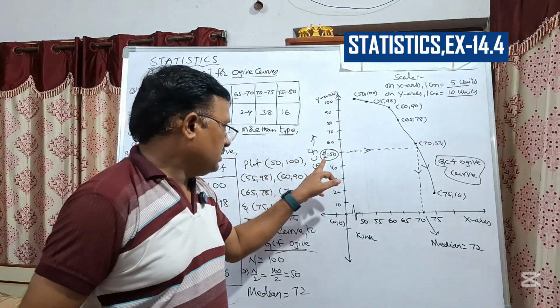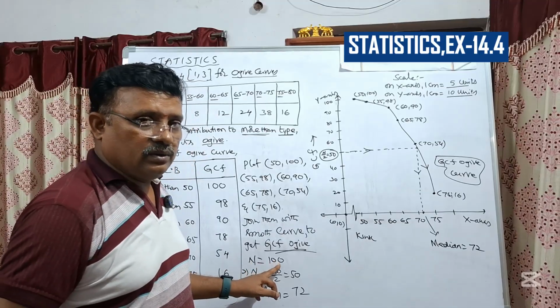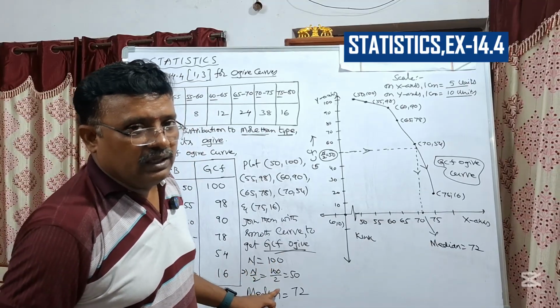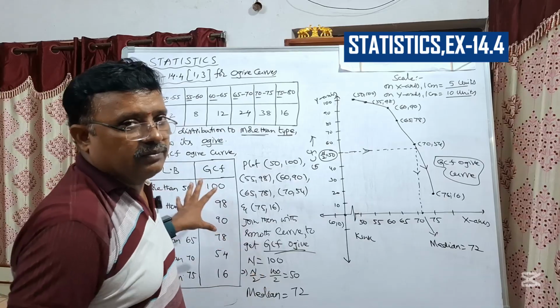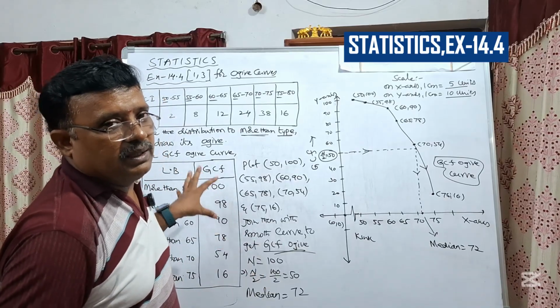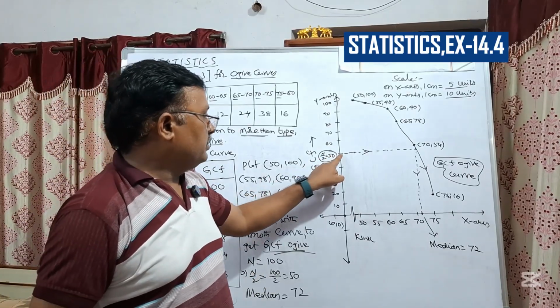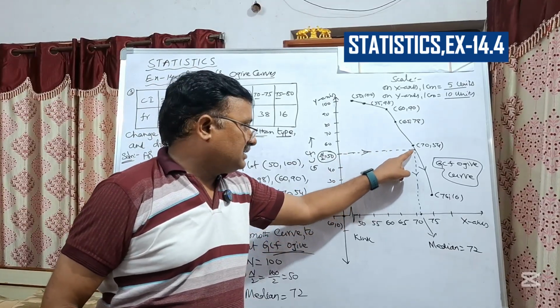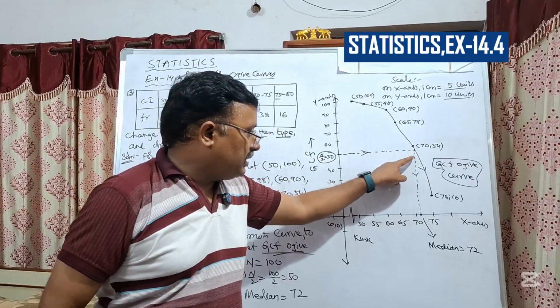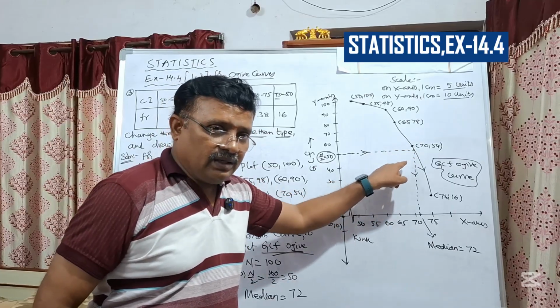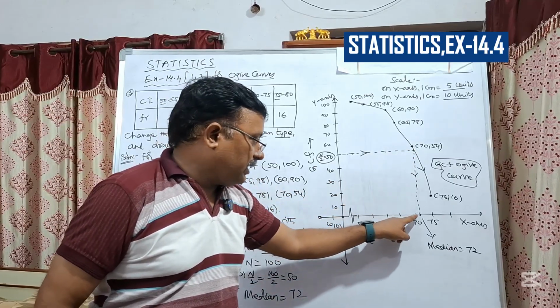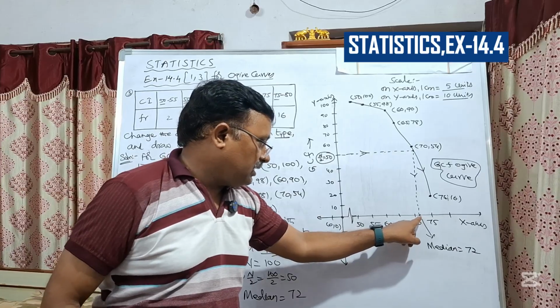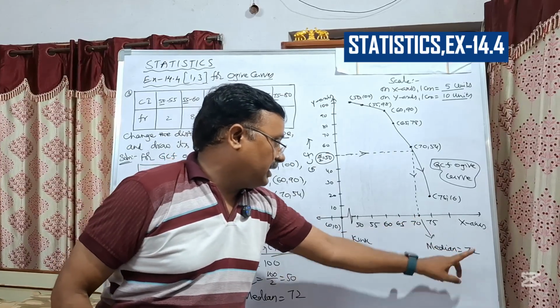Observe the direction. Find the n value. It gives you the n by 2 middle value, the middlemost value of the properly arranged data. Draw a line parallel to the x-axis. It cuts the curve somewhere. From there, draw a line down to the x-axis. It intersects the x-axis. That x-coordinate is the median.